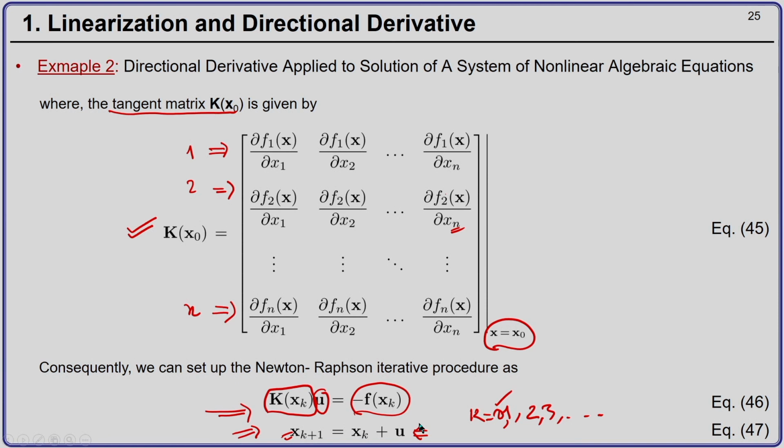Once you have x 1, you can recompute the tangent matrix at x 1, you can recompute your given nonlinear algebraic equation at x 1, and you can then recompute u, and then you can get x 2 as x 1 plus u. Like this you will keep on doing, and there is a certain stopping criteria. We are going to see the algorithm next. Once the stopping criteria is met, that particular value of x is your solution.